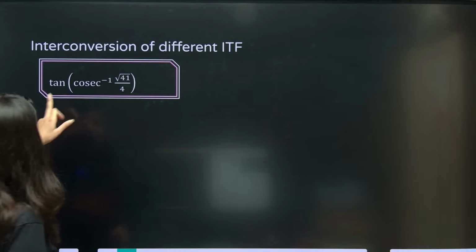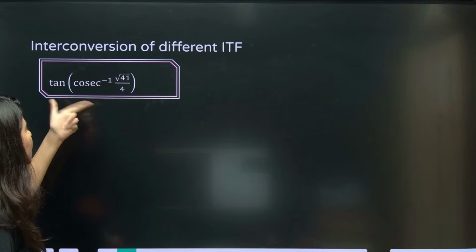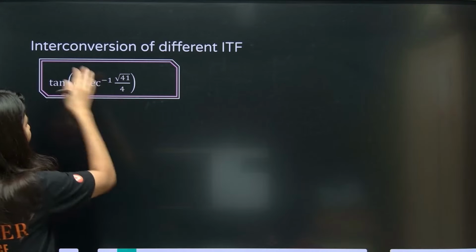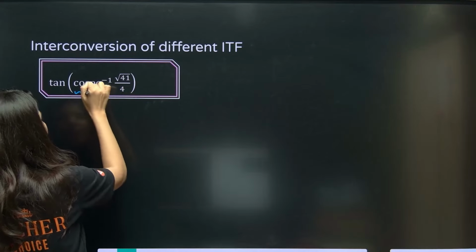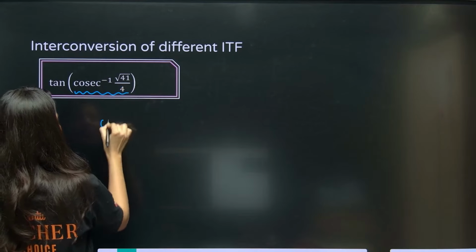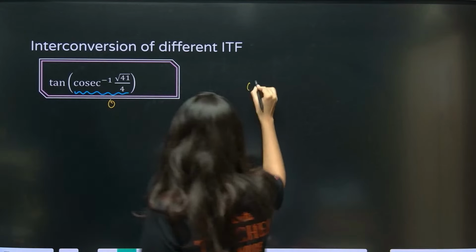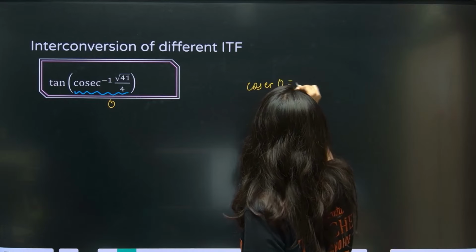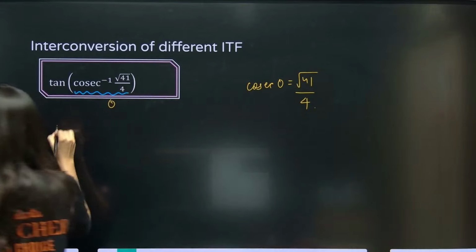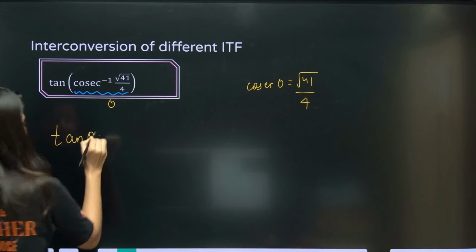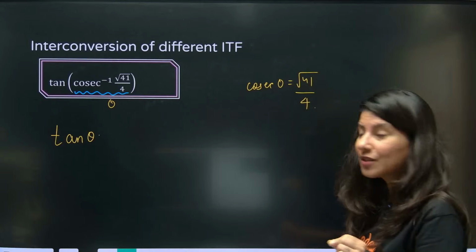Okay. So tan of cosec inverse root 41 by 4 over here. First of all, whenever you see such like tan, then inside inverse function, so what you have to do is take this as theta. So cosec inverse, take this as theta. That means cosec theta will be what? Root 41 by 4. And the next step will be, you just have to write tan theta. What do you want? Tan theta. What do you have? Cosec theta.